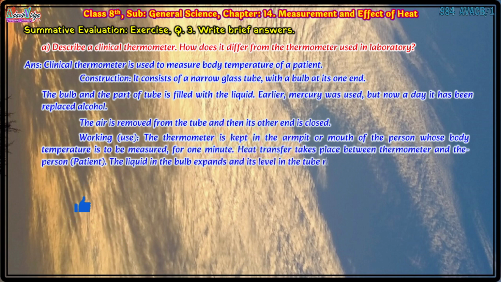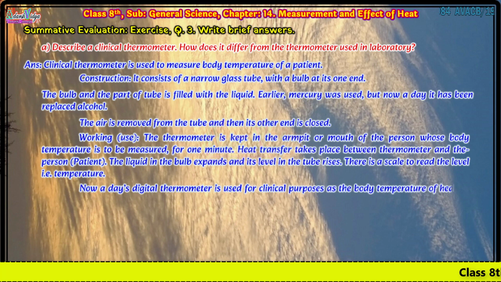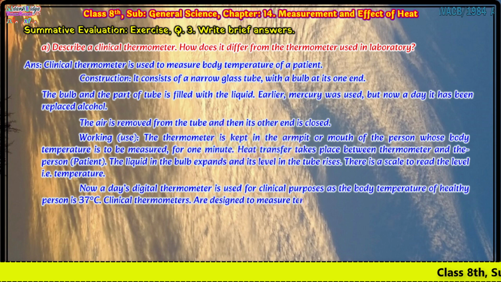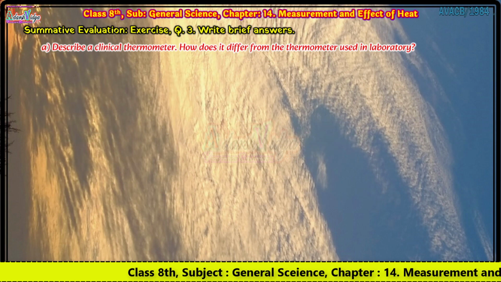measured, for 1 minute. Heat transfer takes place between the thermometer and the person, the patient. The liquid in the bulb expands and its level in the tube rises. There is a scale to read the level, that is, the temperature. Nowadays a digital thermometer is used for clinical purposes, as the body temperature of a healthy person is 37 degrees Celsius. Clinical thermometers are designed to measure temperatures between 35 degrees Celsius and 42 degrees Celsius.